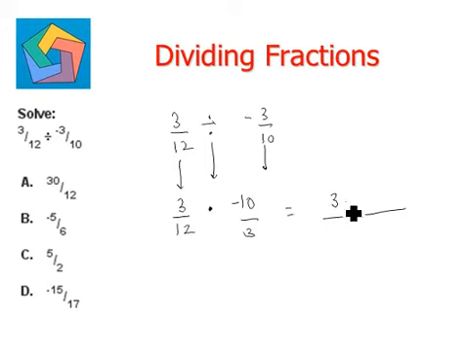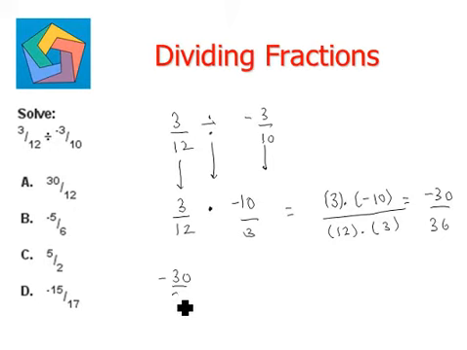3 times -10, that is the numerators are multiplied, and 12 times 3, the denominators are multiplied. So here we get -30 divided by 36. We see both the numbers are even, so that is 2 is a common factor. So this can be simplified. Let's write it down here again. -30 by 36 can be simplified to -15 divided by 18.